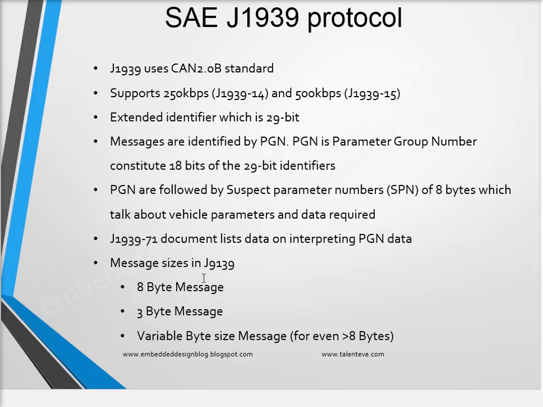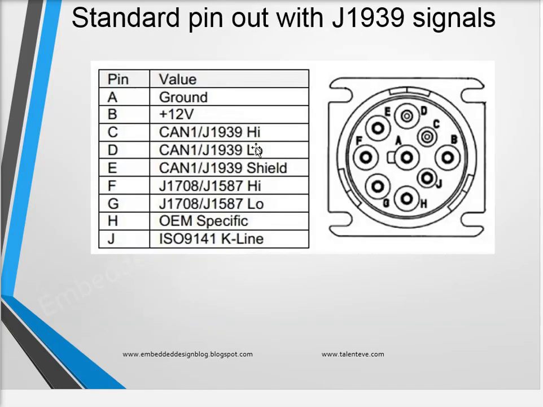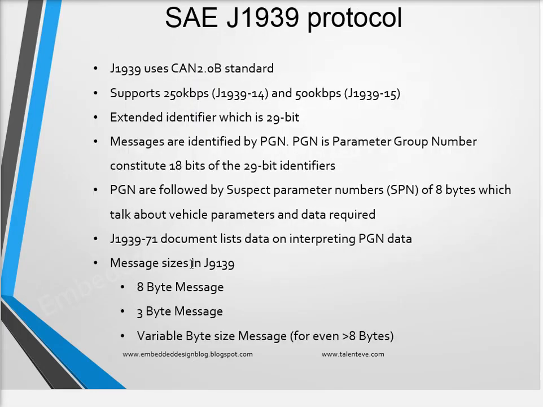So if you see here, this is the standard pinout in the heavy vehicles. So J1939 occupies two pins, high and low. So now there can be in J1939 the message size could be 8-byte message, 3-byte message, which is basically a special message, and then there could be a variable byte size message. So these are the different message sizes in J1939.